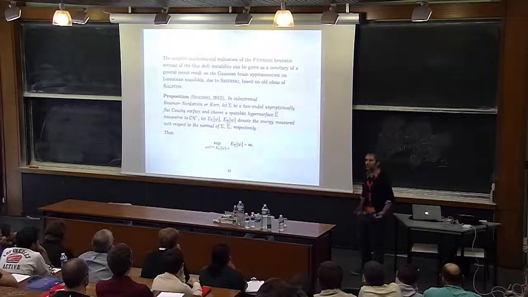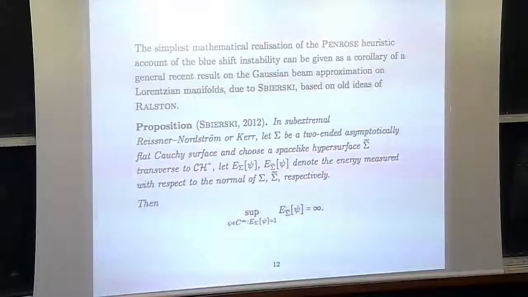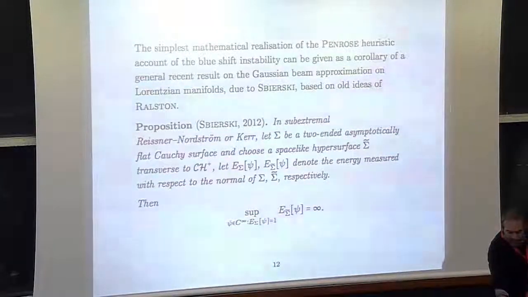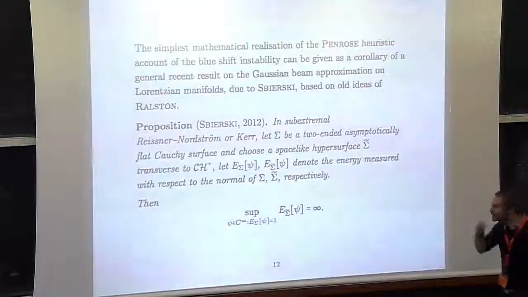In some sense, you can think of this as the simplest mathematical realization of this heuristic account of Penrose of the blueshift instability. And you get it as what one can think of as a corollary of a general, recent theory of the Gaussian beam approximation tailored to general Lorentzian manifolds, in particular manifolds that don't have time-like Killing fields for which there's a natural notion of energy that you can talk about. And this is a theory, in the spirit of ideas of Ralston, which is due to Jan Sbierski. And the corollary of this theory in this context is the following statement.